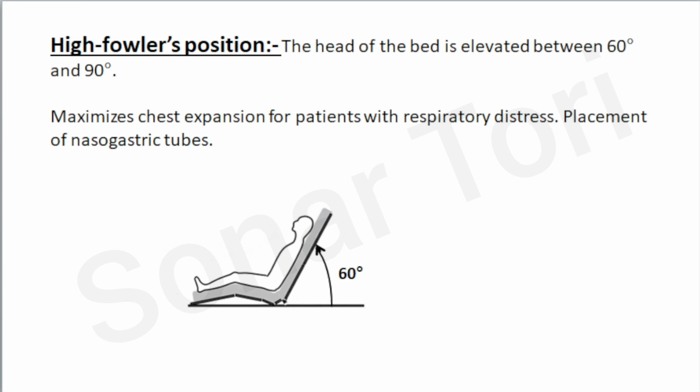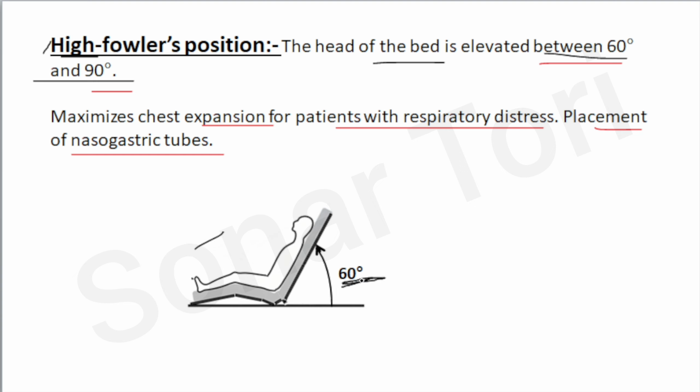Then high Fowler position. When the head of a bed is elevated between 60 to 90 degrees, this position is called high Fowler position. It also helps to maximize chest expansion for patients with respiratory distress or for the placement of nasogastric tubes. See this picture, the head of the bed or patient is elevated 60 degrees. So this position is called high Fowler position.